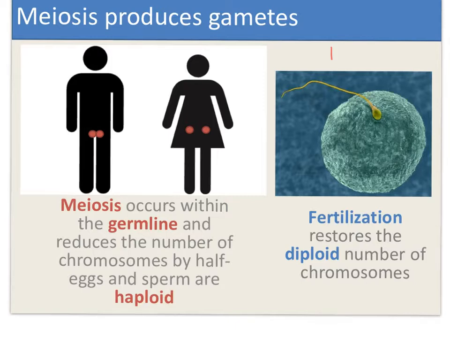Okay, and then as I said, fertilization restores the diploid number of chromosomes. So a sperm has 23, an egg has 23. Those 23 have the same genes, each one, 1, 2, 3, 4. So you end up with a zygote with 23 pairs, one from mom, one from dad.